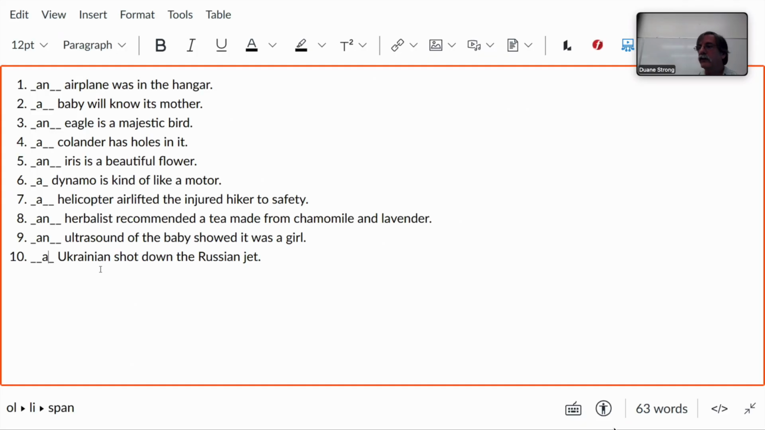A consonant is if it's not a vowel, right? So the vowels are A, E, I, O, U. Those are your vowels. So if it starts with a vowel, just like in these examples, airplane, eagle, iris, those are all vowels. And a consonant is every other letter. It's not a vowel. B, C, D, and so on. So baby, consonant, a. Colander, consonant, a. Dynamo, consonant, a. Does that make more sense? Help a little bit? Maybe it is confusing.